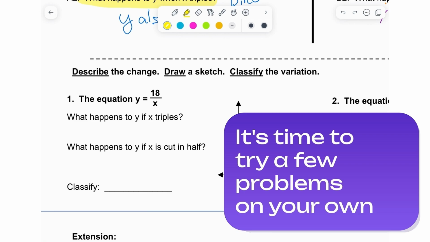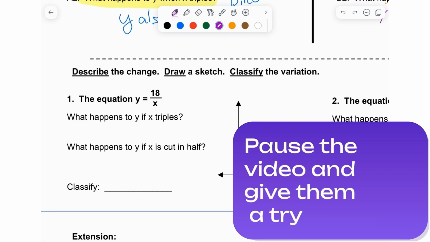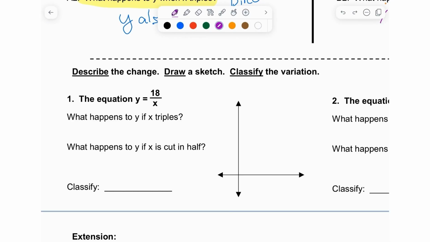Now, you want to pause the video at this time and see if you can answer these questions. And then, of course, when you start to play the video again, I will help to go over those answers with you.